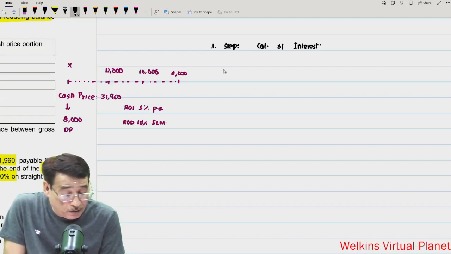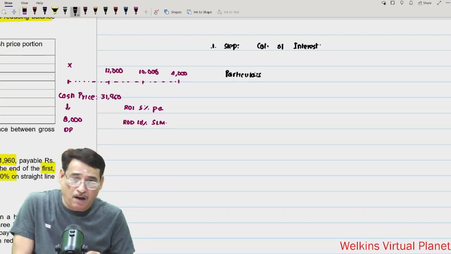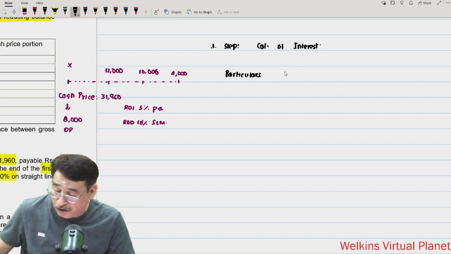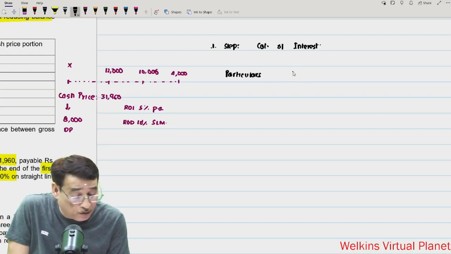Now, in order to find out your interest portion, first of all, you write here particulars or details, whatever you may like to write. Correct? After particulars, as we saw in the last session, that we prepared a column that is the cash price column. So similarly, you are going to prepare a column with cash price.